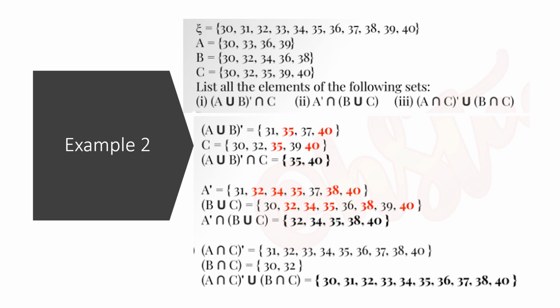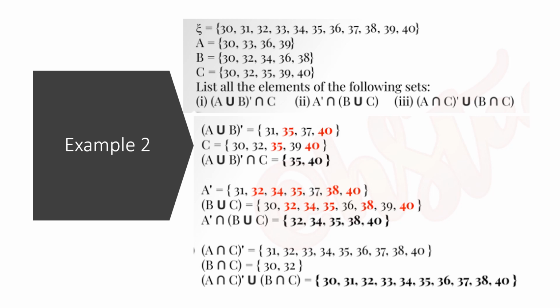And the last one here, it's the same thing. A intersect C complement, union B intersect C. So first we list out A intersect C complement. So A intersect C complement is everything except for A intersect C. So everything except for A intersect C is, what are not the common elements in A and C, except for those.